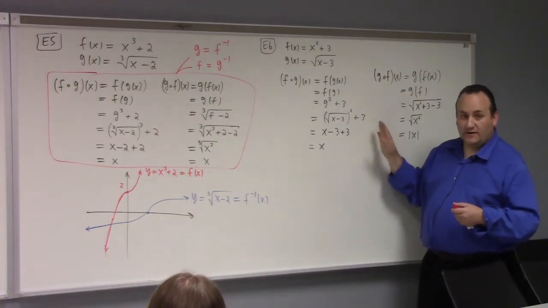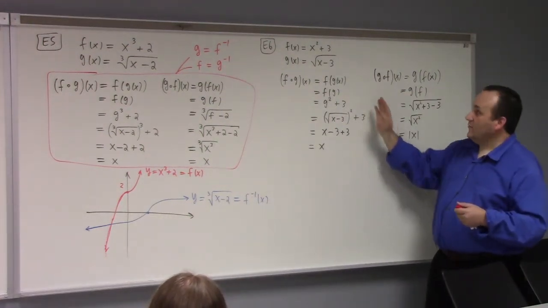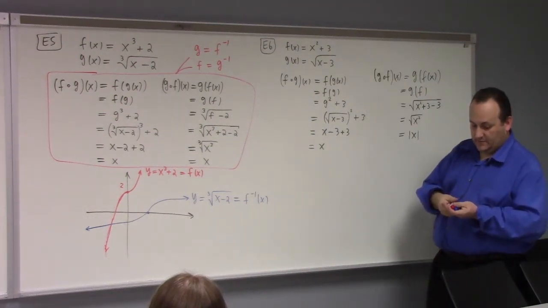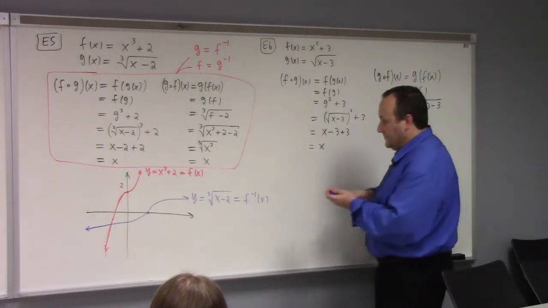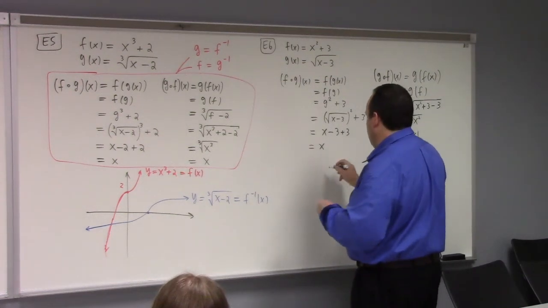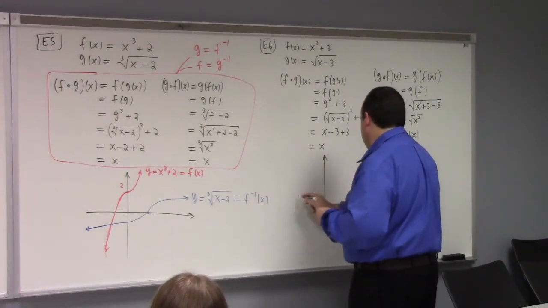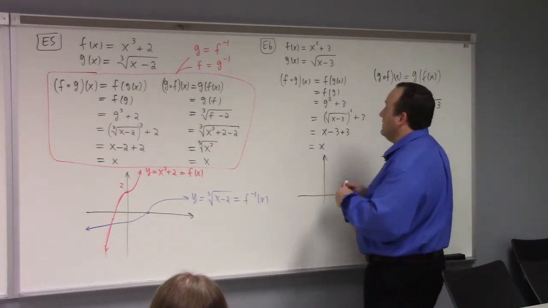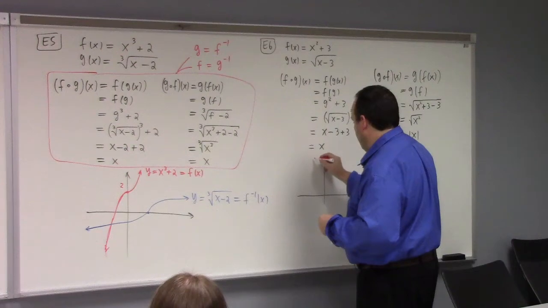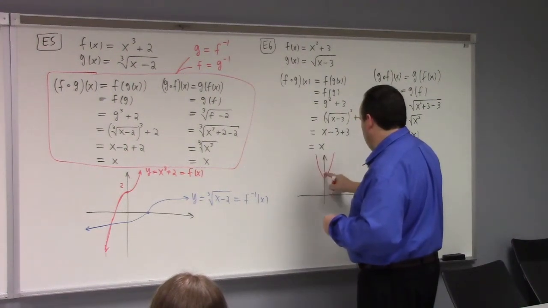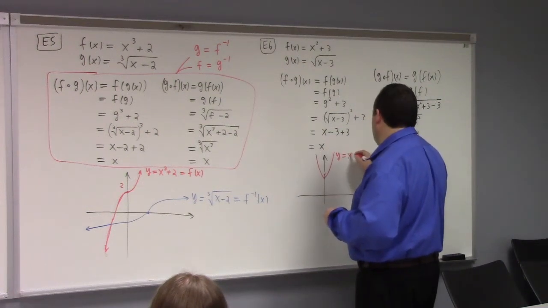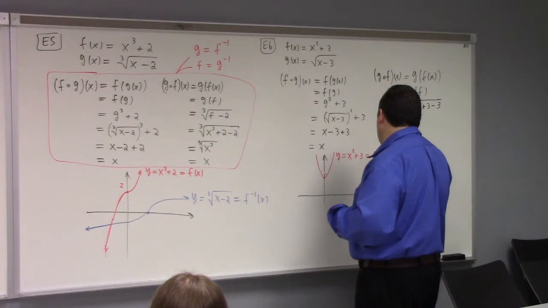Over here, what happened? Why didn't this work? Why are these not inverses? This is what you'd like to be the inverse, but the trouble was that if you look at the graph here, that's a parabola. Here's your y equals x squared plus 3, which is your f of x.